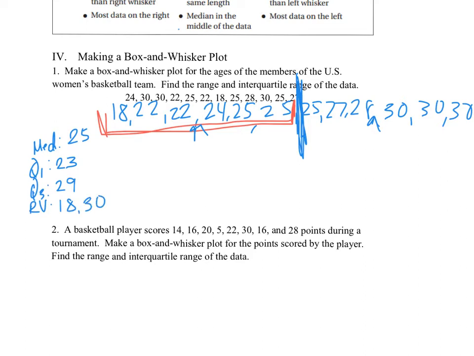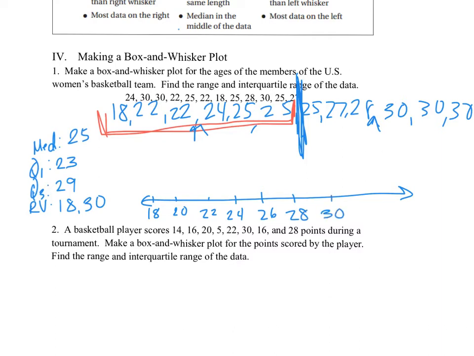So to create your box and whisker plot, step one is draw your number line. I'm going to start my number line at 18, and I'm going to go all the way up to 30. I'm going to count by twos though: 18, 20, 22. Not the best, but it's difficult on here. 24, 26, 28, 30.